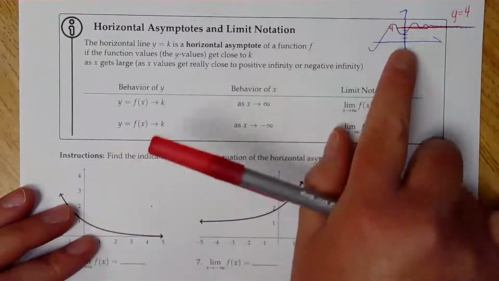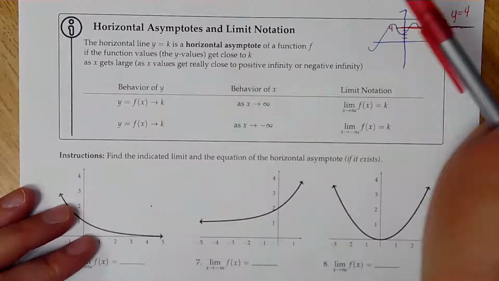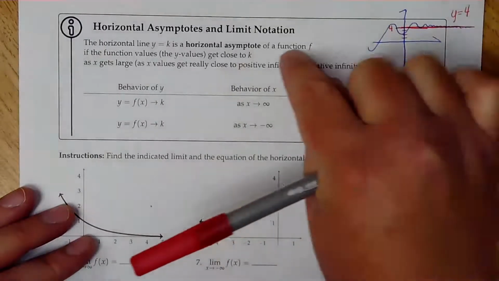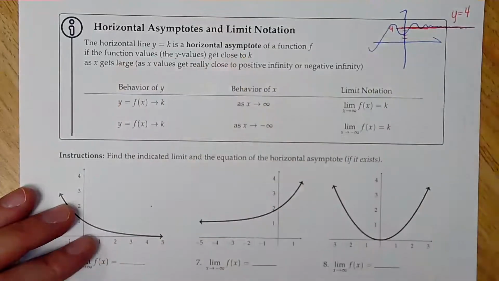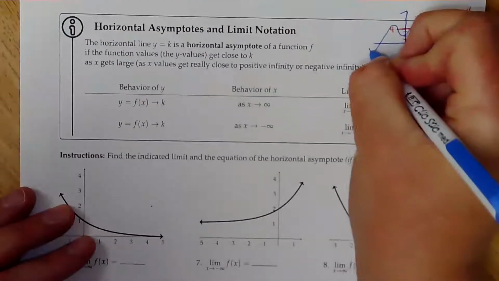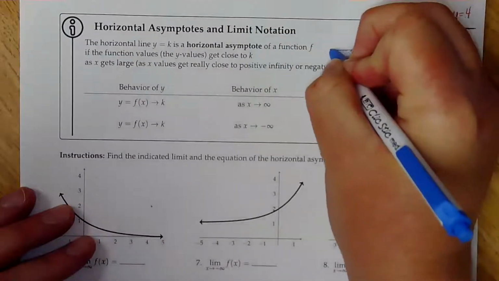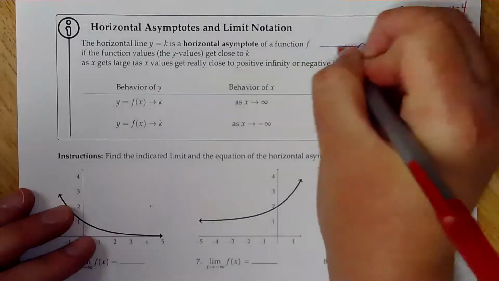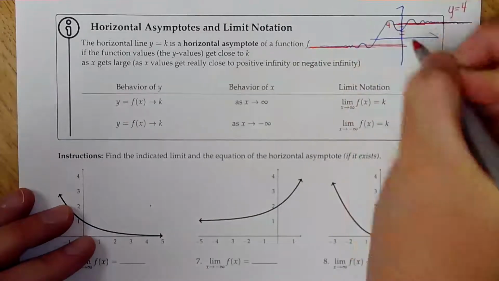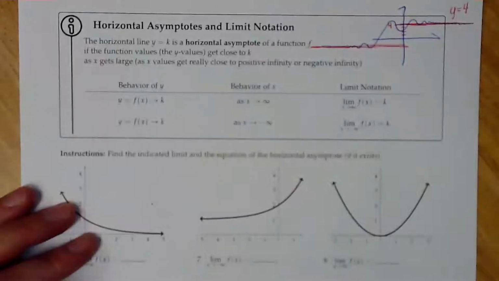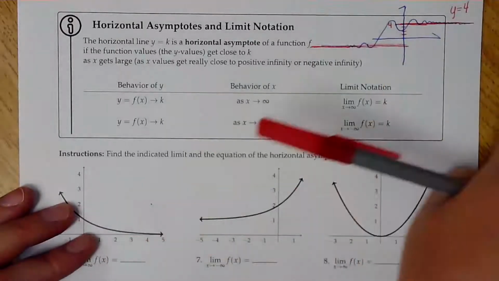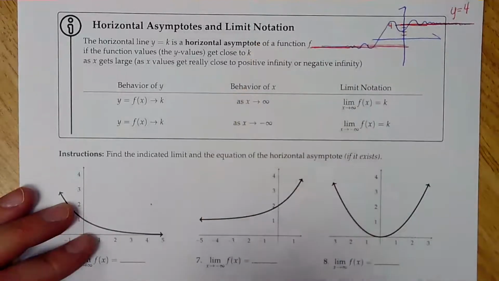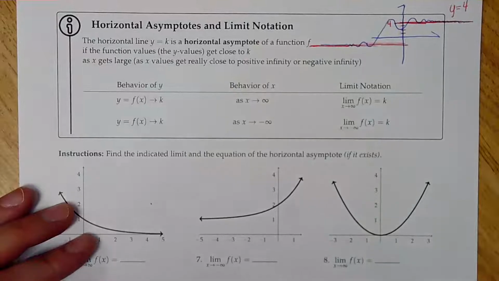And that can mean as x goes to infinity, so as we go out this direction. It can also mean as we go to negative infinity. So as we go this way, if the function settles down to something, so maybe it kind of does that. It looks like it's settling down to right about here, on this side of the function. So we can look at this as x goes to positive infinity or as x goes to negative infinity. And we're looking for the y value that it settles down to.